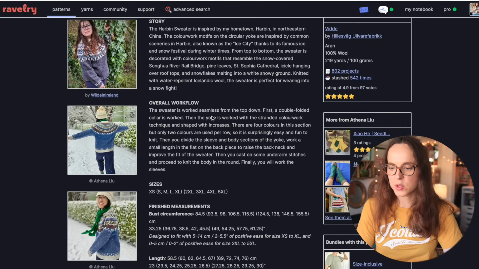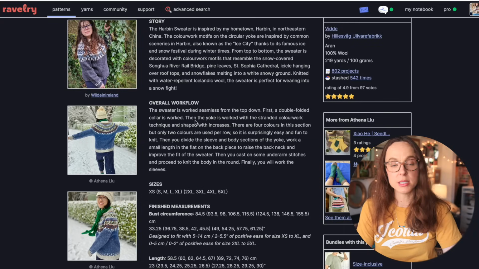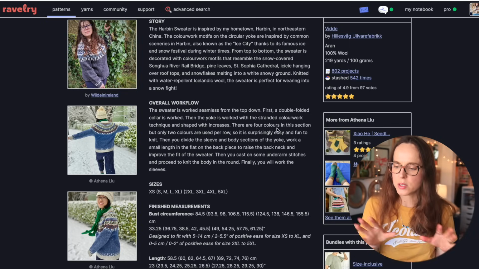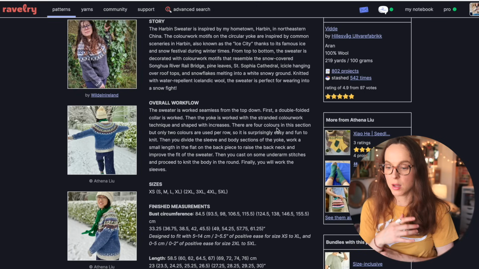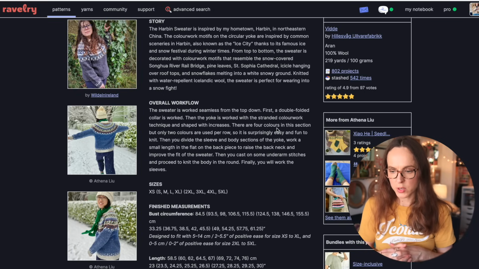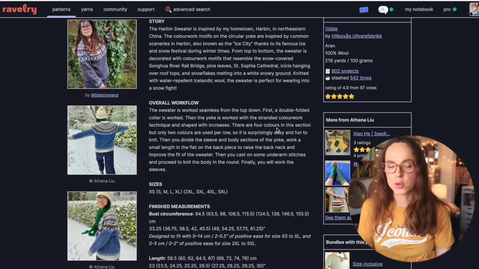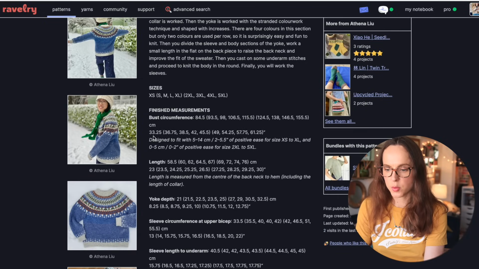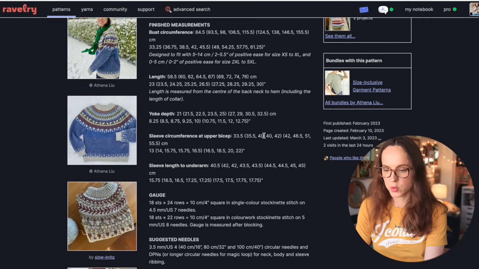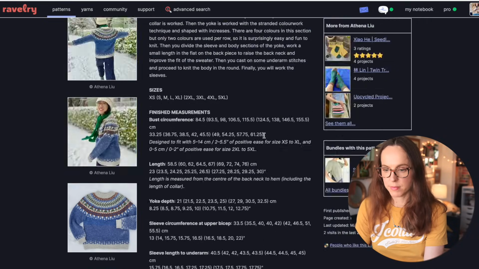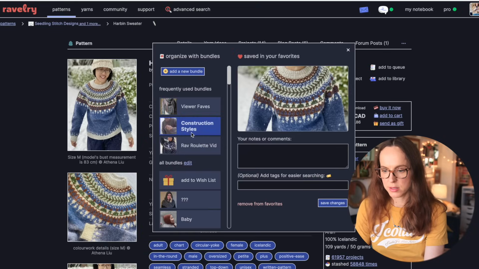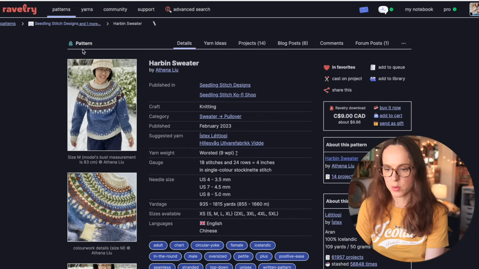Okay, so it tells you that it's seamless top down. You get a double folded collar, which is beautiful, and then the yoke is worked with stranded colorwork and shaped with increases. So kind of your classic circular yoke sweater construction. It goes from extra small to 5XL, which is a 33-inch to a 61-inch bust range. And yeah, I love that. So that is a circular yoke sweater. I'm going to go ahead and add this to construction style in Ravelry Roulette.